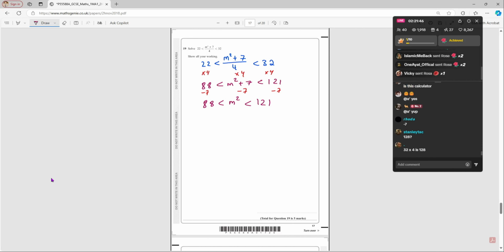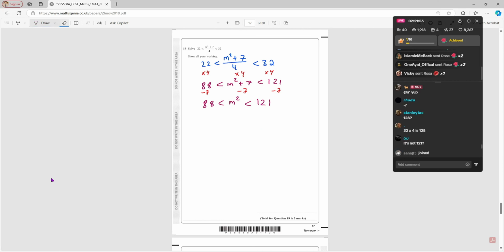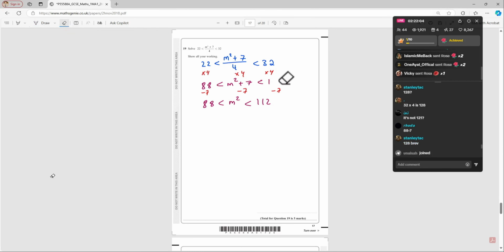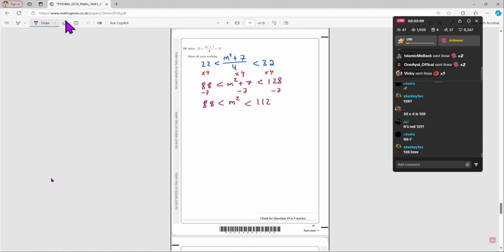And then, once you have done that, we need to do the square root. Oh yeah, it's not 121. Actually, it is 121, but over here is 128, and over here is 121. So I mixed that up. So it's 121 and 128 over there. Now, once you've done that, now go to the square root.